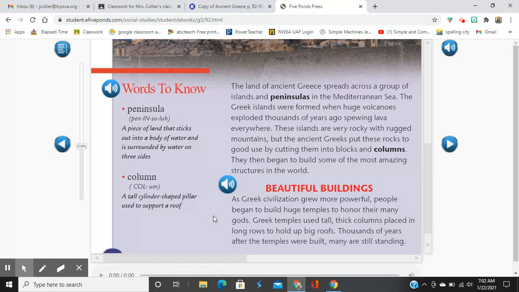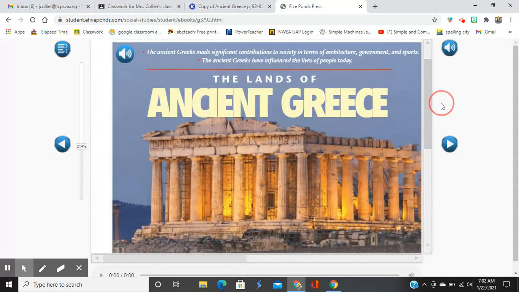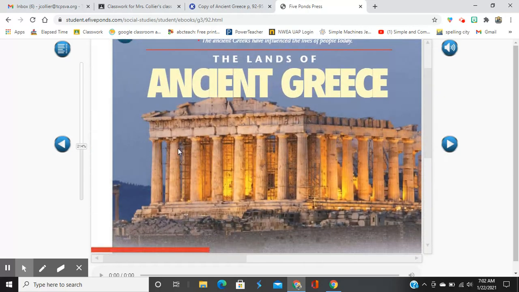So words to know, we have the word peninsula. A peninsula is a piece of land that sticks out into a body of water and is surrounded by water on 3 sides. We also have column. A column is a tall, cylinder-shaped pillar used to support a roof. So now if we go back up here, we have this picture and we have columns that were used to support the roof.